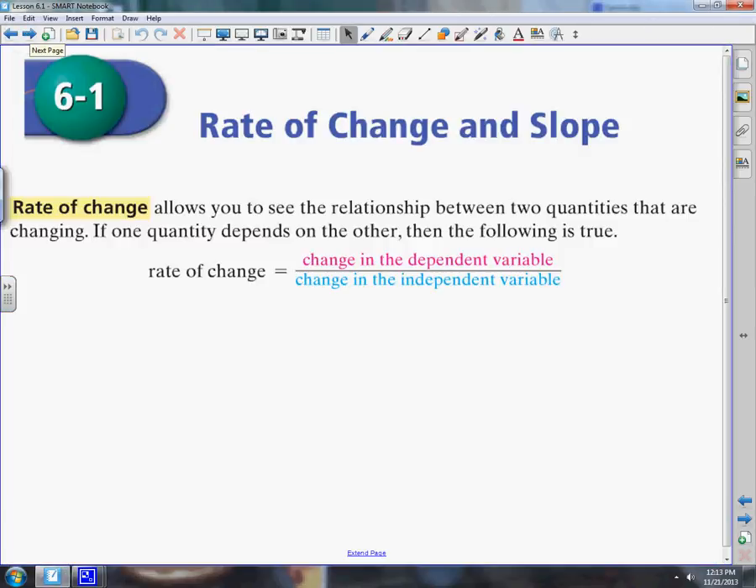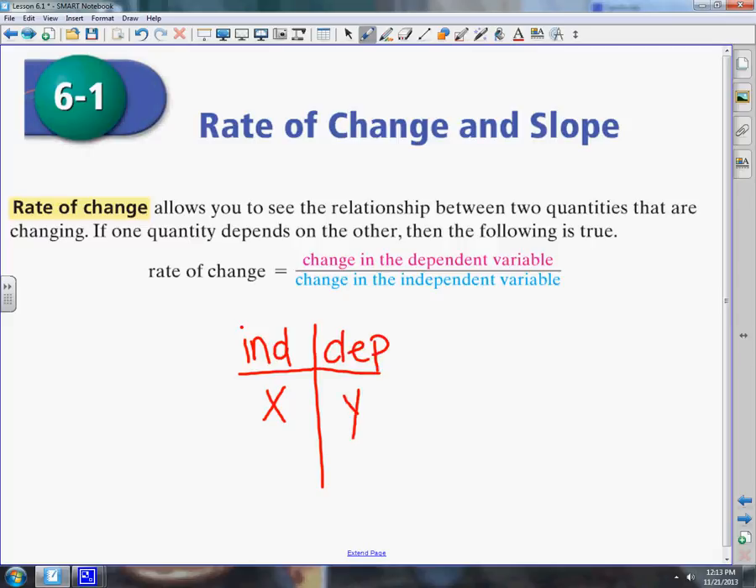Rate of change allows you to see the relationship between two quantities that are changing. If one quantity depends on the other, then the following is true. It's the change in the dependent variable over the change in the independent variable. If you remember, our independent variables are our x variables, and our dependent variables are our y variables. So, as we'll see later on, it's the change in the y's divided by the change in the x's.